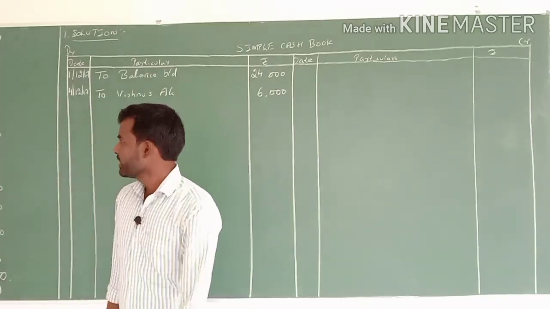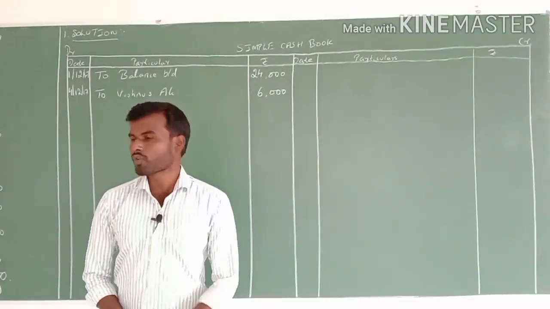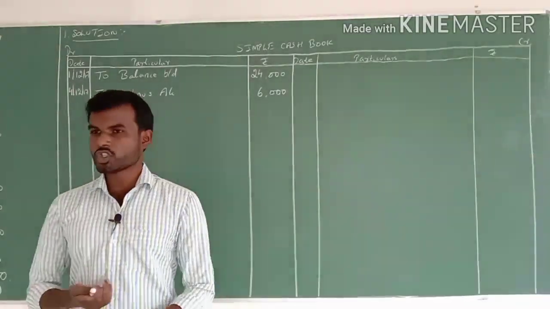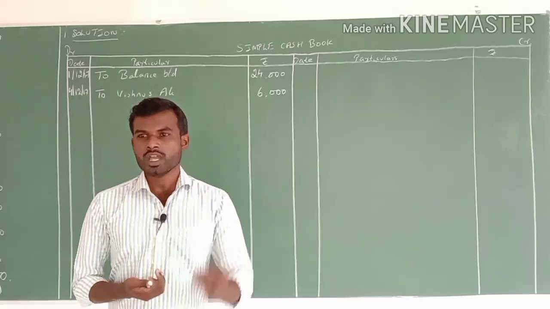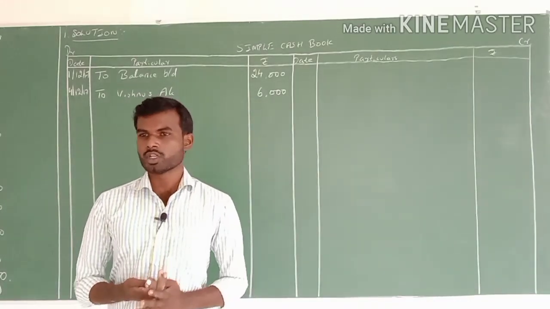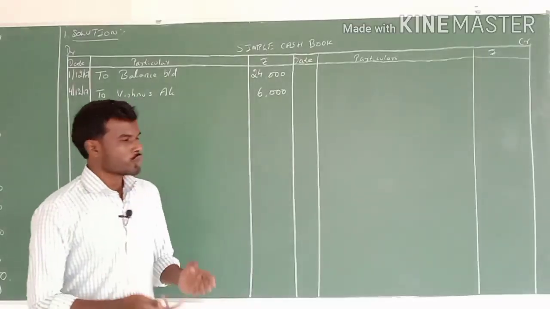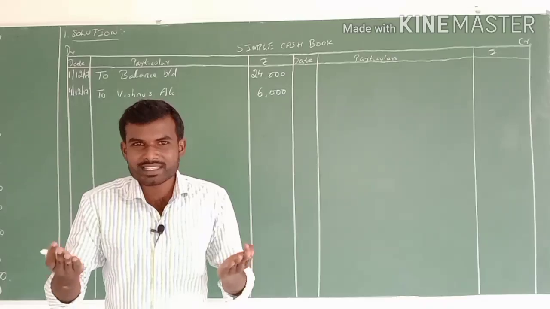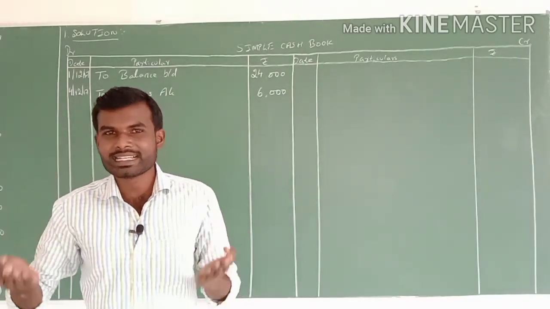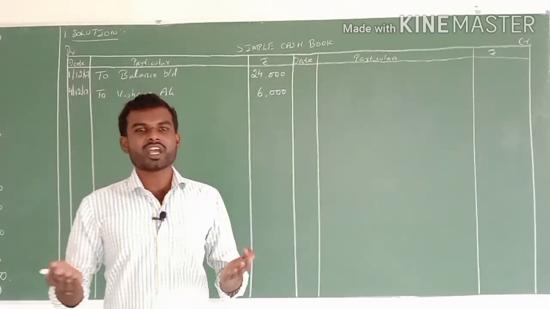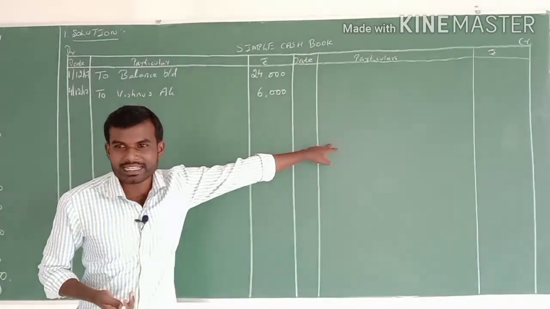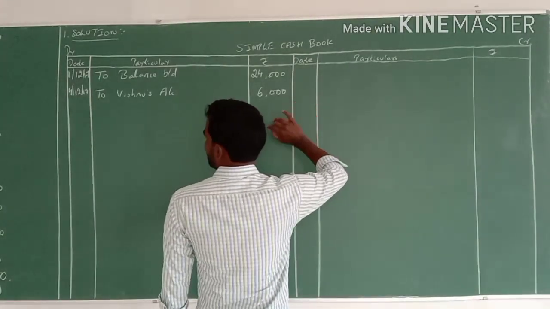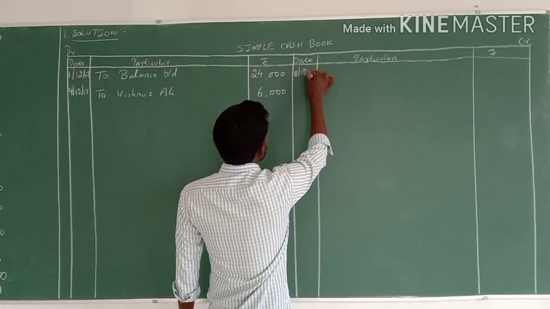Moving to the next transaction, on December 8, purchased goods from Vishnu for cash, rupees 4,000. How much did they purchase? 4,000. Whenever we purchase goods for cash, the cash balance automatically decreases, so it should be recorded under the credit side, as the payment made. The date of the payment is 8th December 2017.